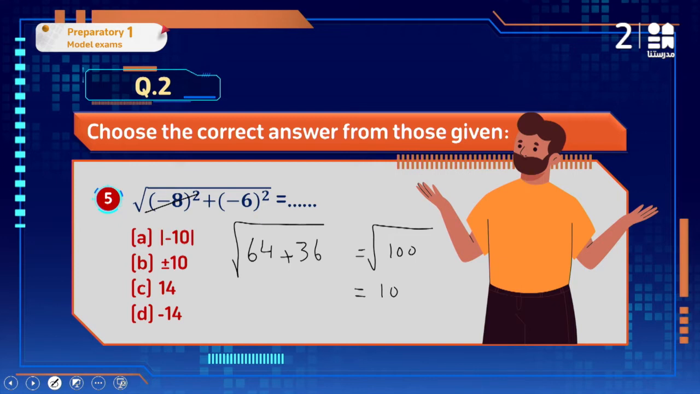But 10 is not written in the choices. Which value gives us 10? Number A. Why? Because the absolute value of negative 10 is 10. The absolute value of any number is always without sign, or it is a positive. So the correct answer is A.